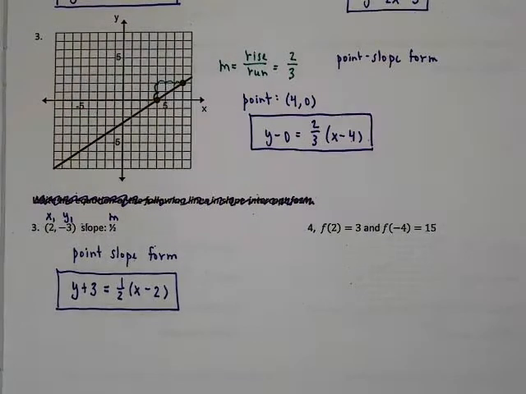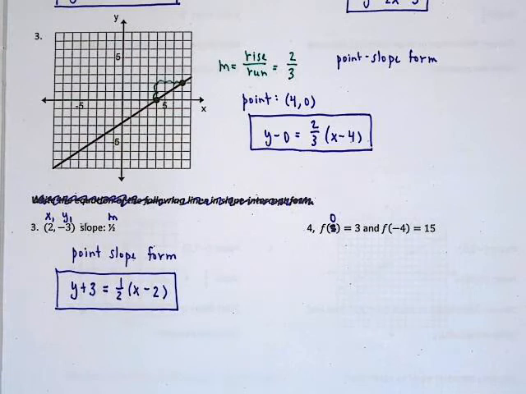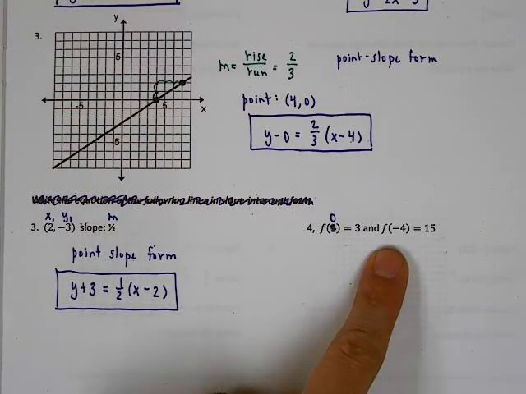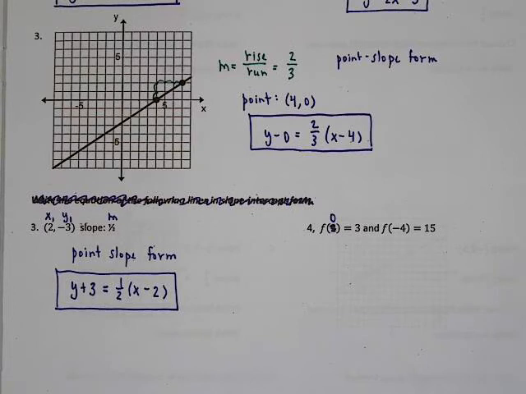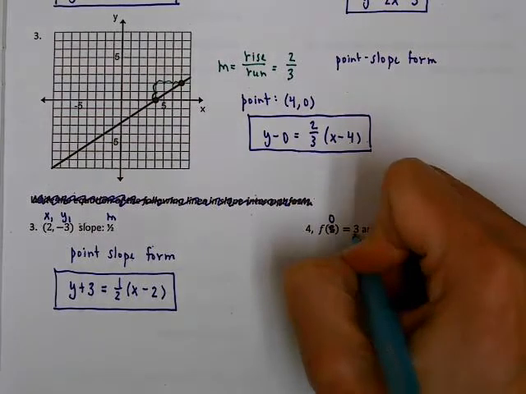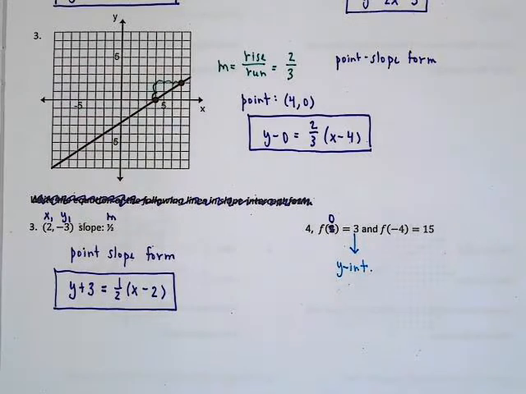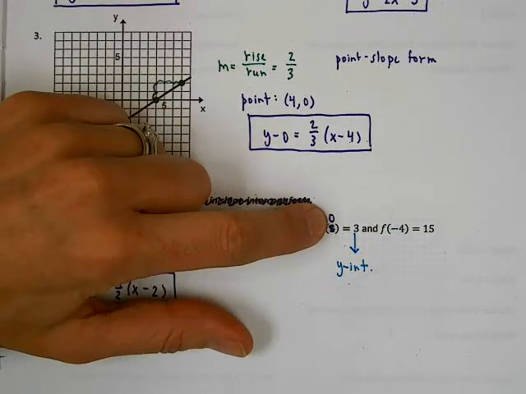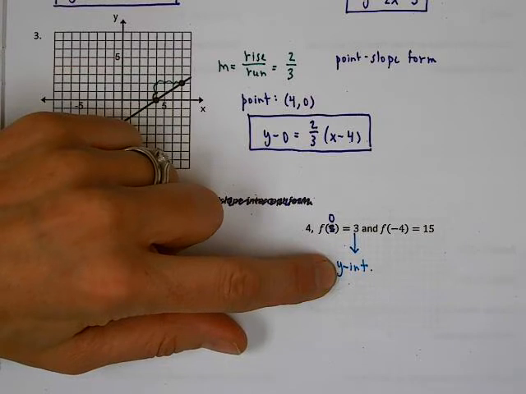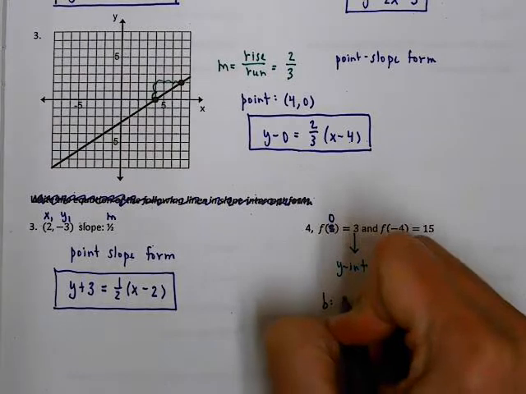Now, for number 4, I actually want to change that to f of 0 equals 3. In this case, I have 2 points. But if you remember from our earlier example, when the x-coordinate is 0, that means the y value is the y-intercept. Because that x-coordinate is 0, I know that 3 is my y-intercept. So now I know I have a b, or a y-intercept, of 3.